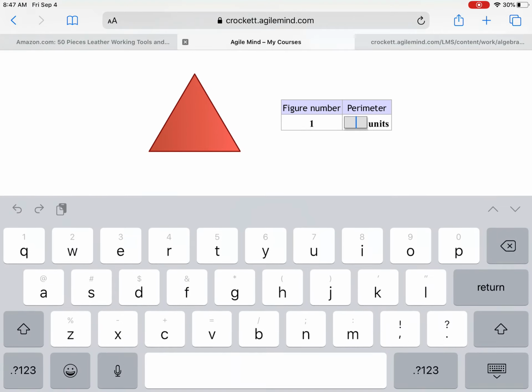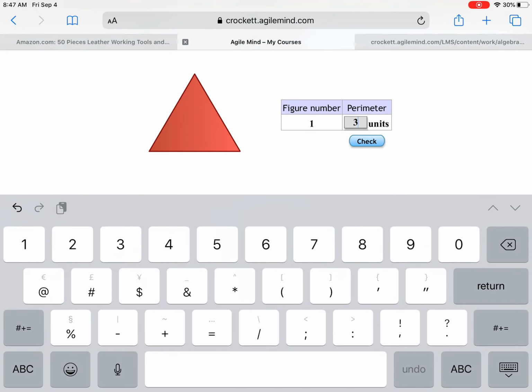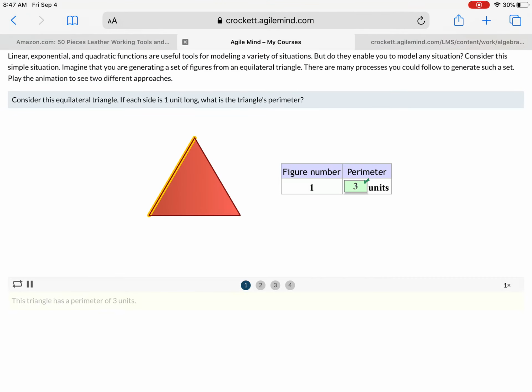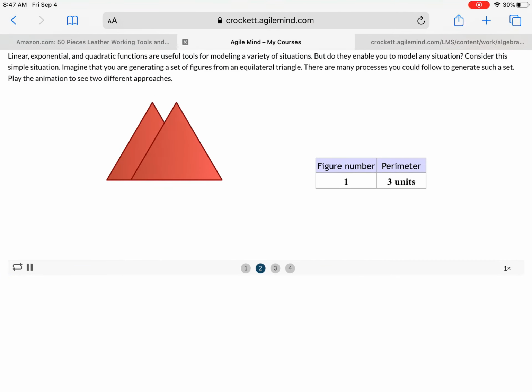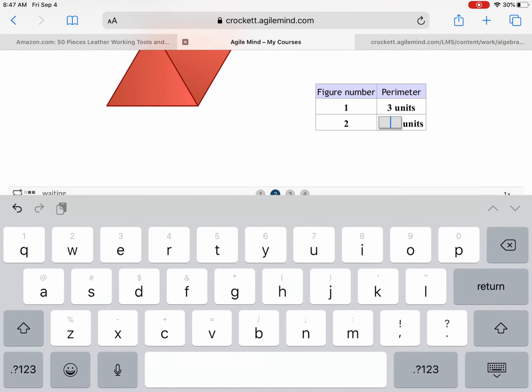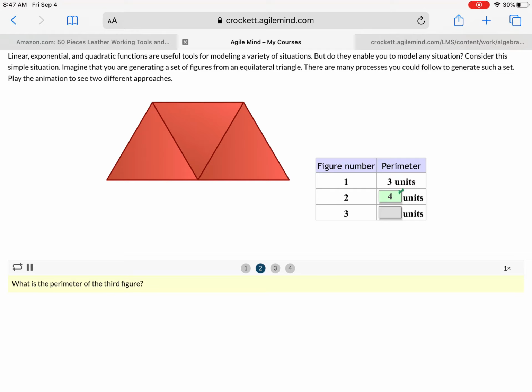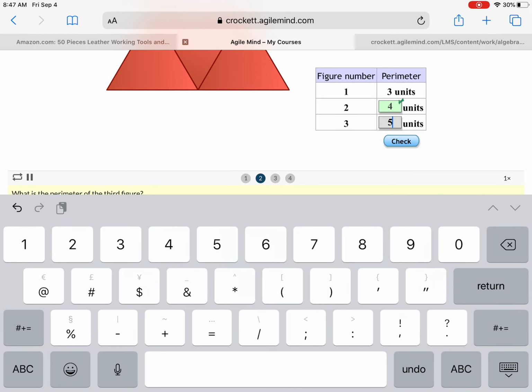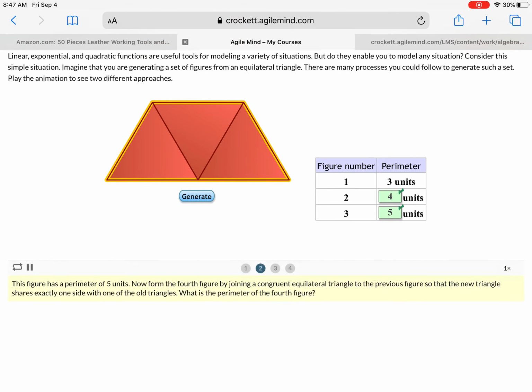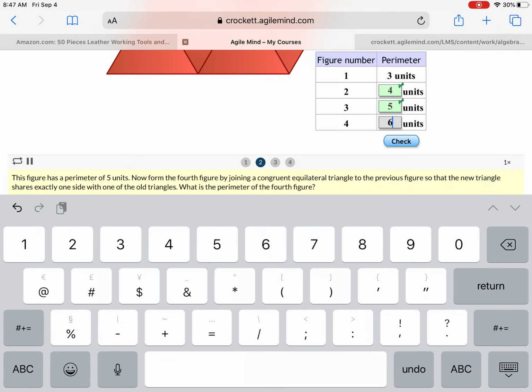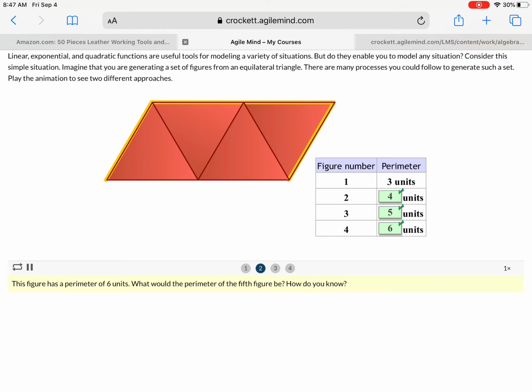All right, right here you were just looking at number of units. So you see there's 3 sides on this triangle, okay? Next, it adds a triangle. So now we have 4 sides. If you look next, it says, what is the perimeter of the third figure? It's not 4 sides, but it is 5 because there are 2 bottoms. And the next one, if you see a pattern, you know it has to be 6. It's going up by 1 every time.